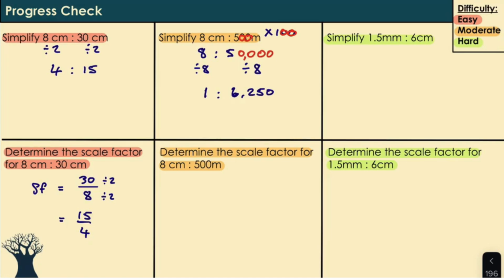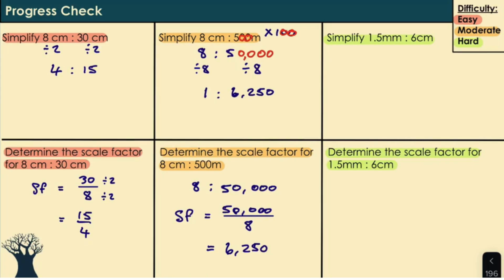Next up, the scale factor for 8 is to 500 meters. We have our ratio 8 is to 50,000 centimeters. Now to determine the scale factor, we divide the second length by the first length. And when we do that, we know we will get 6,250. So the real life size is 6,250 times bigger than the drawing size.